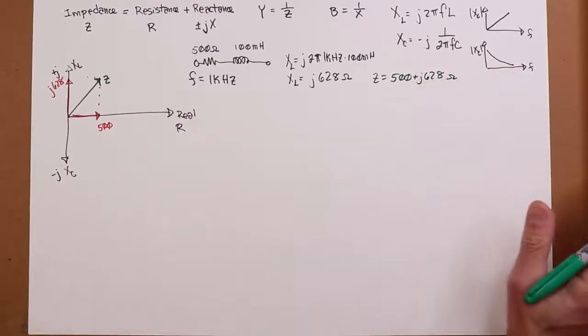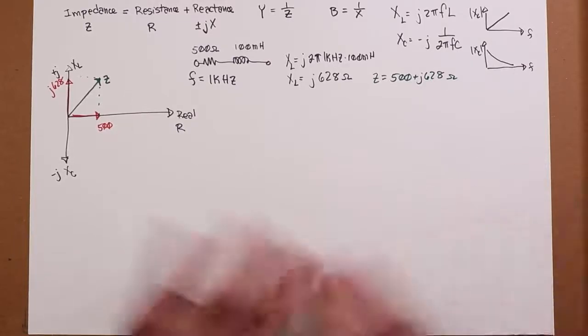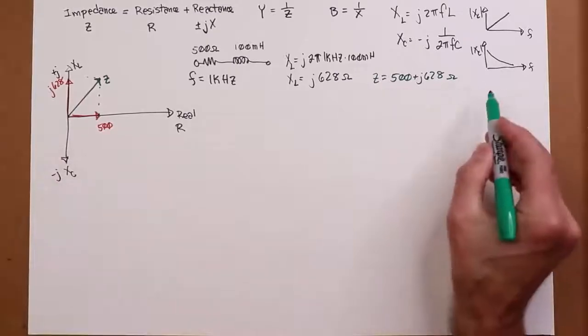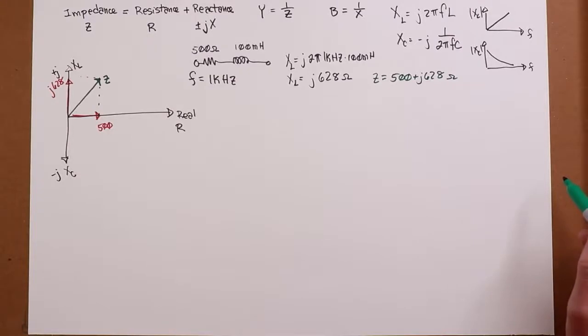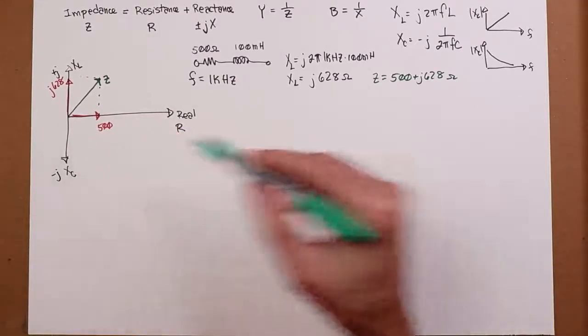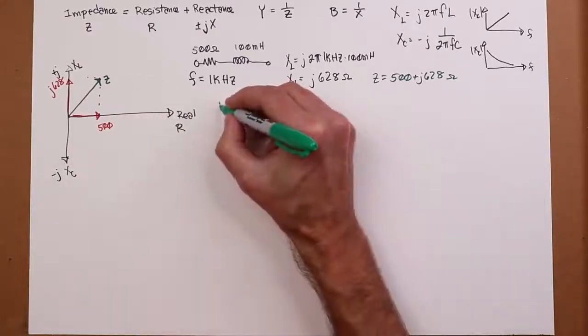Whatever you do, don't add them together simply, like they're scalars. It's not 1128 ohms. No, no, no. That's not what it is. This is what you do: reals to reals, imaginaries to imaginaries. So this is what we wind up with. Now, I would perhaps like to know what this is in polar form.